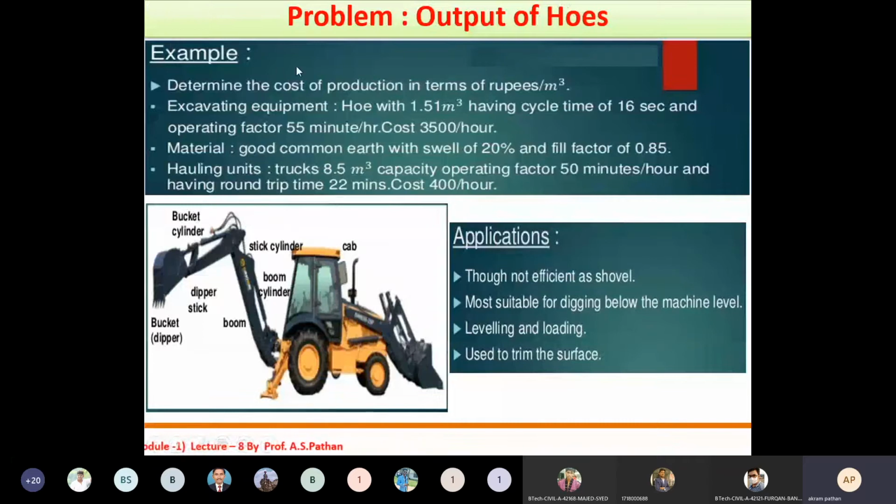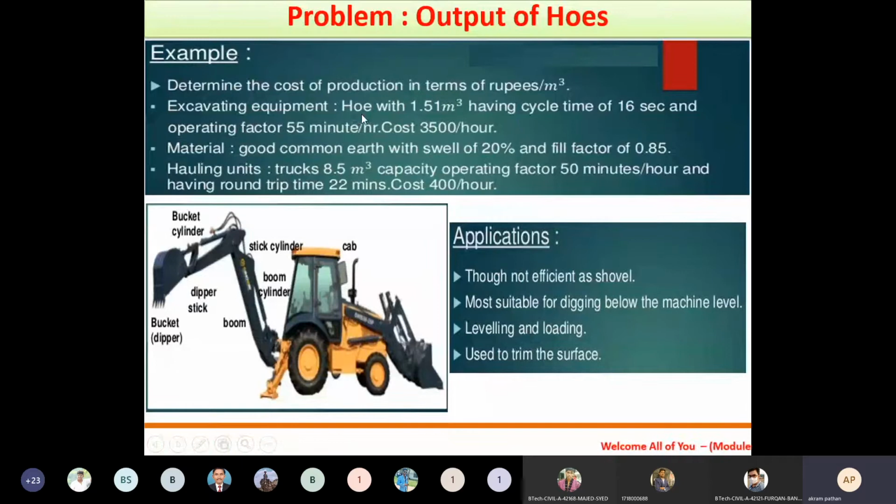So we have to see one example. The first example is: determine the cost of production in terms of rupees per meter cube, right? We have to calculate the production cost in terms of rupees per meter cube. If you want to excavate certain material with the help of this particular equipment, and you want to calculate how much cost per meter cube, then we have to calculate that in this problem. Certain parameters will be required to solve this particular problem.